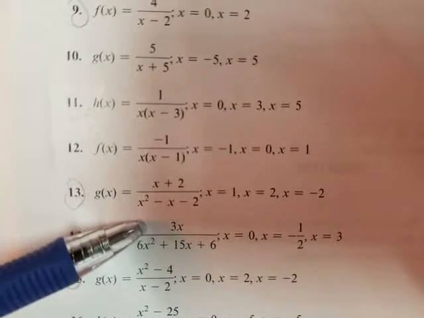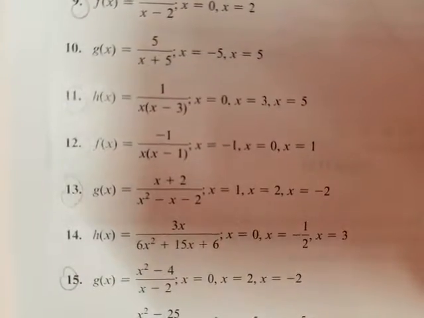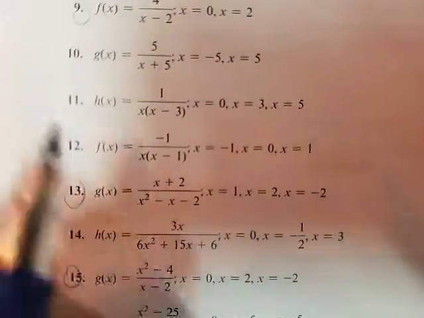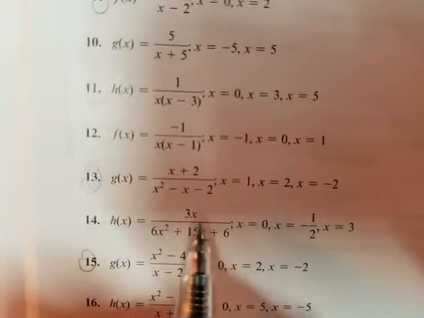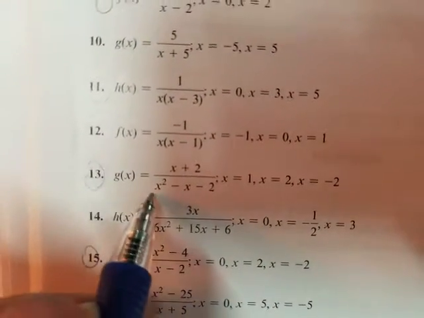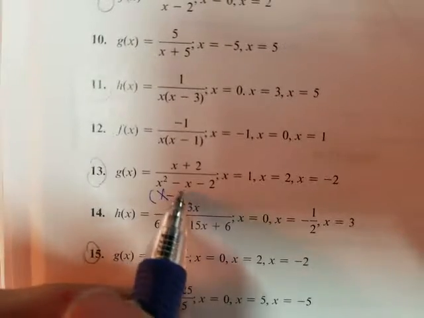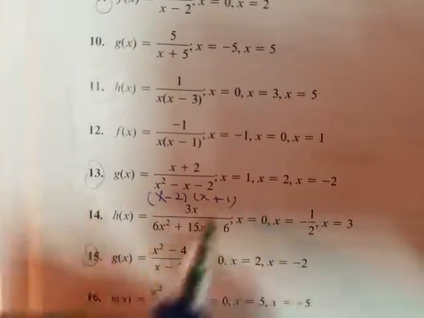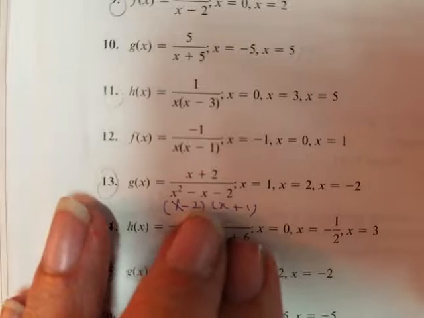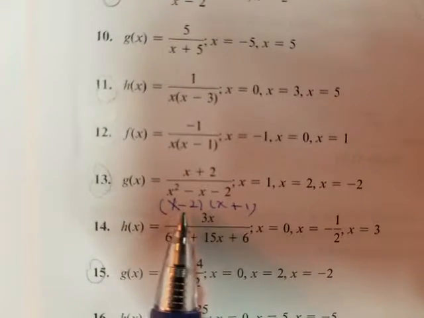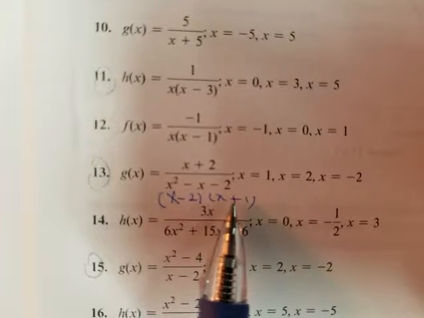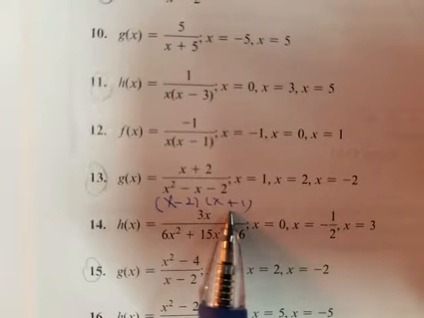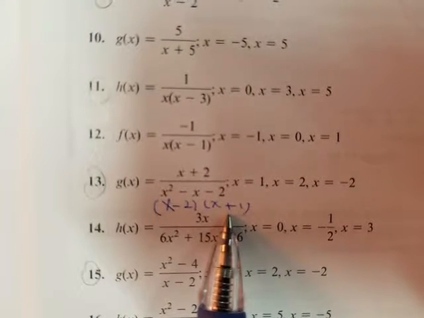Number 13. The easiest way to know for 13 if it is continuous or not is if we were to have factored that denominator. I'm going to have to move the camera for just a second here. That factors to x minus 2 times x plus 1 on the bottom. When you factor that, I know that at x equals 2, it's discontinuous. That's a vertical asymptote. At x equals -1, it's discontinuous. Again, that would be a vertical asymptote.